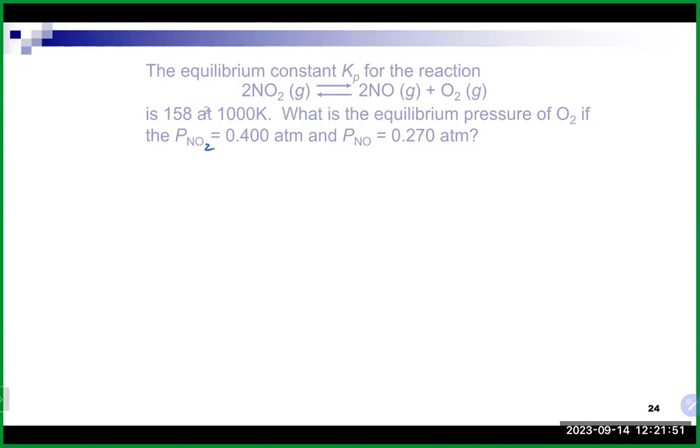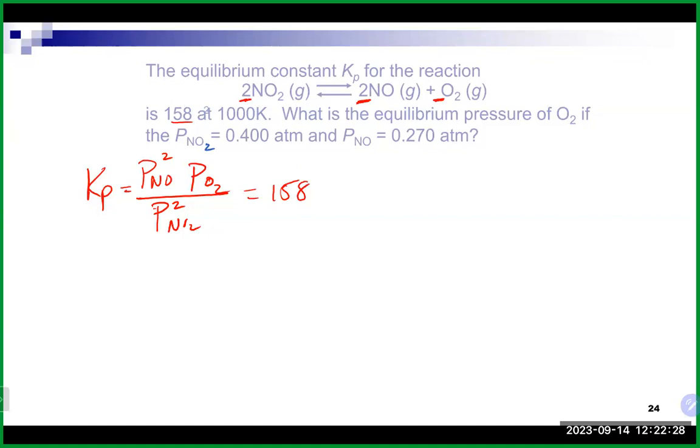Okay, let's take a look. So obviously we're dealing with pressures, so Kp would be a good expression to start with. We're going to do our products here. So partial pressure of NO, and again, we're going to square it because of the coefficient. We're going to multiply it by our other reactant, which is O2. Here the coefficient is 1, so we don't have to do anything to it. We're going to divide it by the partial pressure squared of NO2, again because of the coefficient. In this case, it actually gave us the value of 158, so that would equal 158.